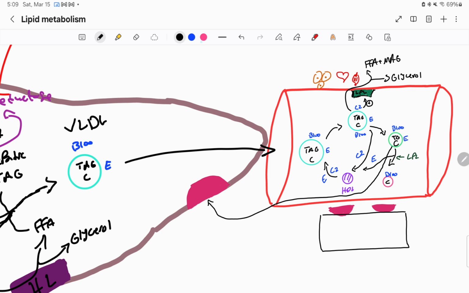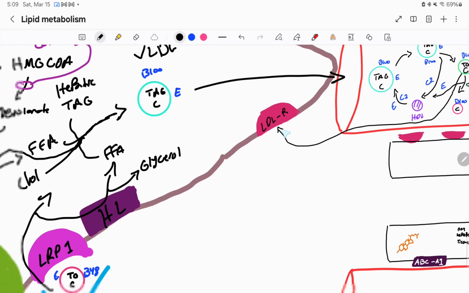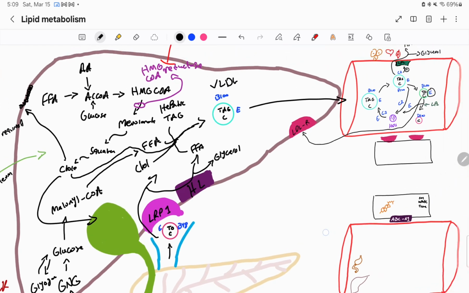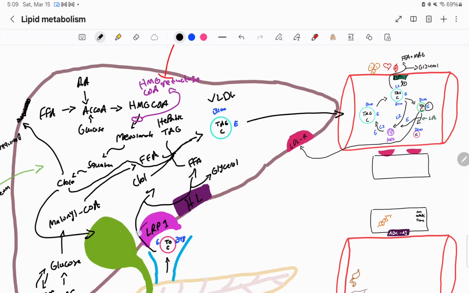And what it can do with the liver then is interact with this LDL receptor. Okay, and you're probably thinking, wait, hold on a minute. How does the IDL molecule interact with the LDL receptor? I'll tell you how. Remember the IDL, it has this ApoE on it? Well, this ApoE molecule can interact with the LDL receptor. What else could it interact with? You guys remember it can interact with the LDL receptor related protein 1? Exactly. So the ApoE can not only interact with the LRP1, but it can also interact with the LDL receptor.